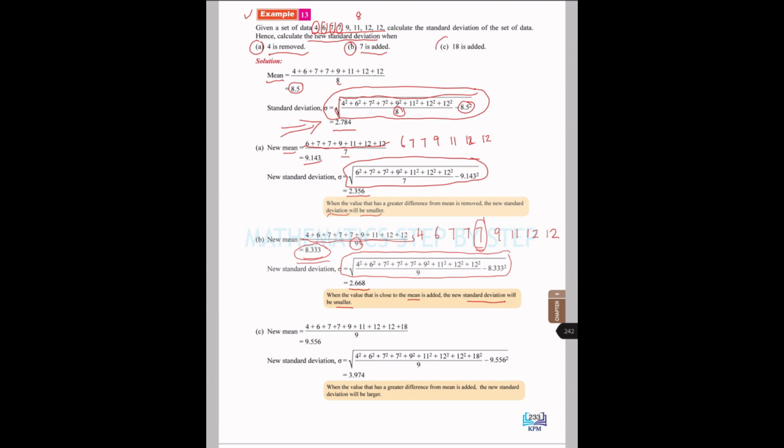Let's see for the case of part C, 18 is added. So in this case, now the set of data becomes 4, 6, 7, 7, 9, 11, 12, 12, then 18, okay? So now again, there are 9 of them. We'll sum them up. We get the mean 9.556, and we apply the formula for standard deviation, and we found that the new standard deviation is 3.974, which is greater, okay? It becomes larger because you can see that 18 is quite far from the mean 9.556. So when it is added into the set of data, we will get a larger standard deviation, okay?